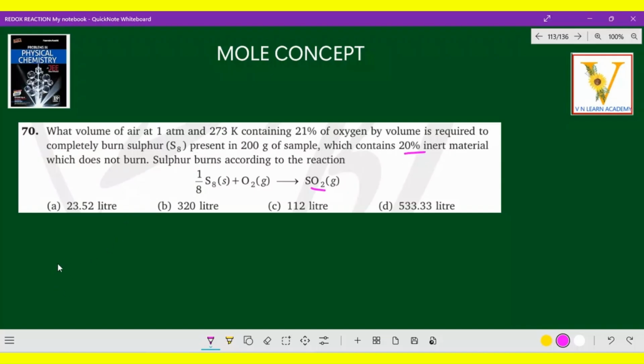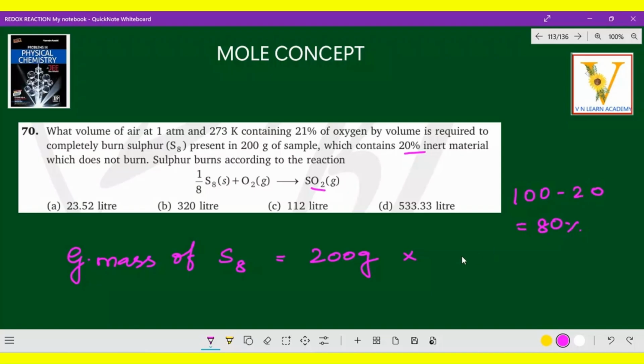Okay, so given mass of sulfur S8 equals 200 gram. They mentioned 20 percent does not burn, that means it remains. So the part consumed is 100 minus 20, which is 80 percent, or 0.80. So 100 minus 20 is 80. You will get how much given mass? It is 160 gram. Now given mass is 160 gram.